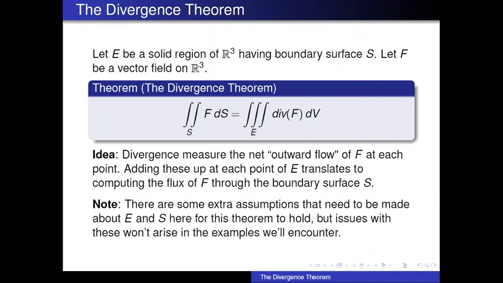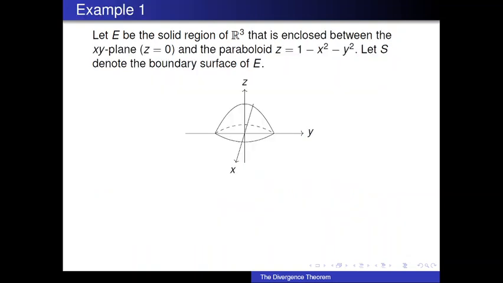One thing that we'll say extra is that there are a couple of extra assumptions about the region E and its boundary surface S that really have to hold in order for this theorem to be true. But we won't have any issues with that. Every surface and every solid region in space that we're going to see in this context is not going to have any problems with these extra assumptions, so we'll just omit some of those more tricky details. Okay, and so let's get to some examples.